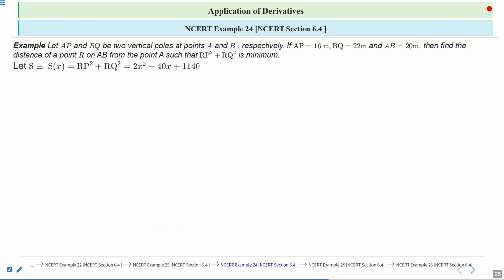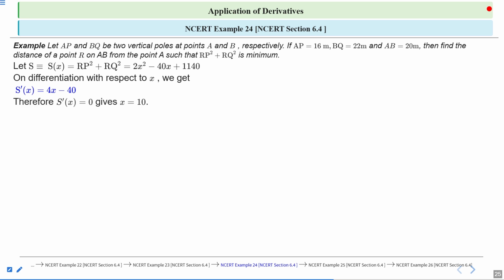Let S is equal to S of x, which is equal to RP square plus RQ square, which is equal to 2x square minus 40x plus 1140. On differentiation with respect to x, we get S dash x will be equal to 4x minus 40. Therefore, S dash x equal to 0 gives x equal to 10.